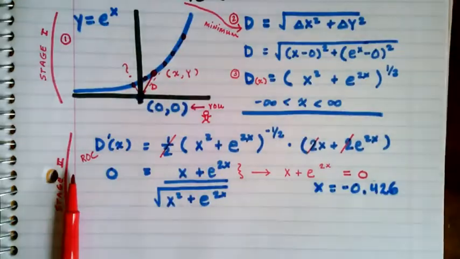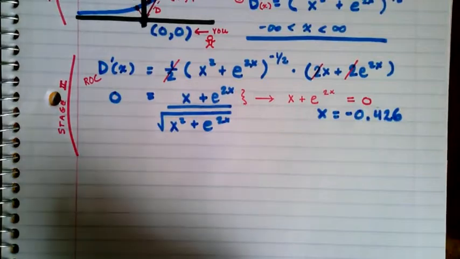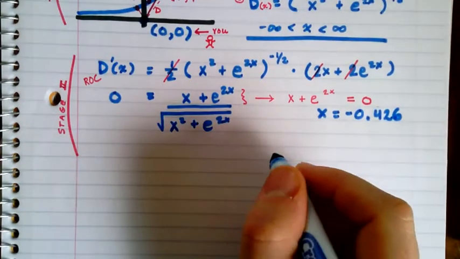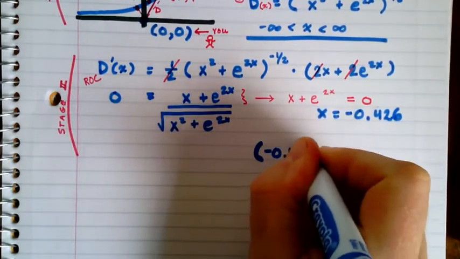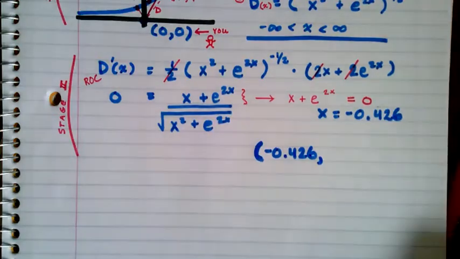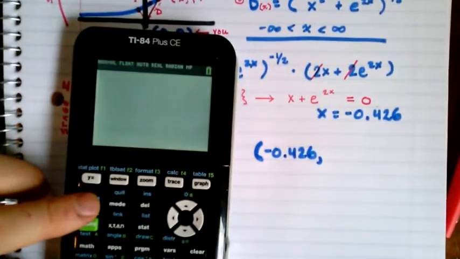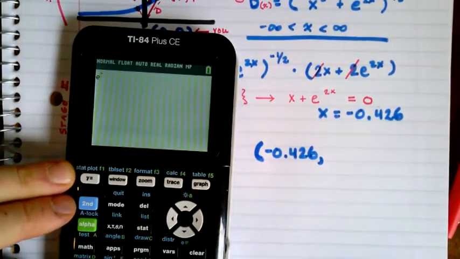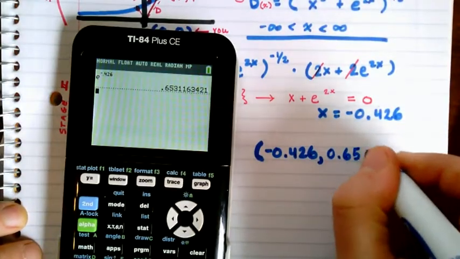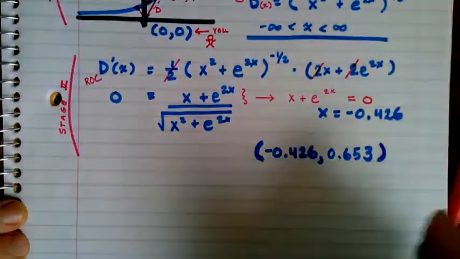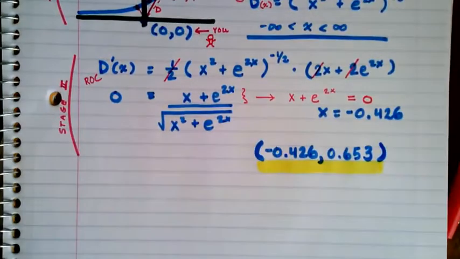Now the last thing is we want to make sure that we answer the question. If you look at problem number 1, it actually asks you what is the location of the point that is closest. So what we need to do is give the x value and the y value. The y value would be, let's see, we're on e to the x. So e to the negative 0.426 gives us 0.653. That's the location we should be walking to. And there's our first example.